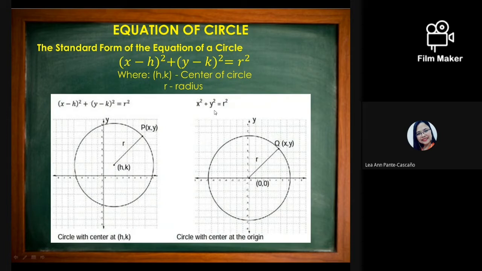But if our circle's center is the origin, the formula will just be x squared plus y squared equal to the radius squared. Because the origin's coordinate is (0, 0).